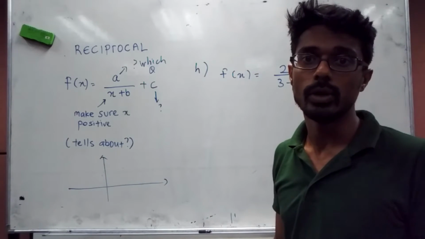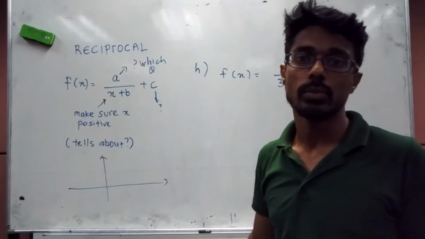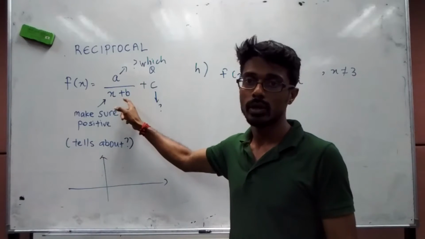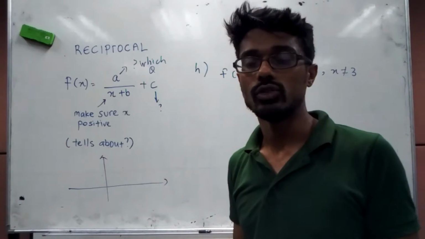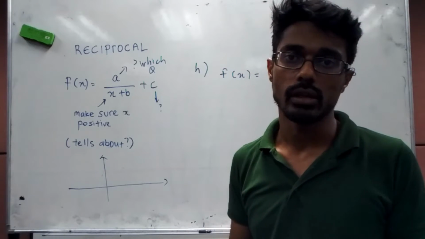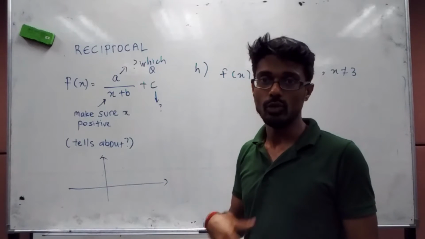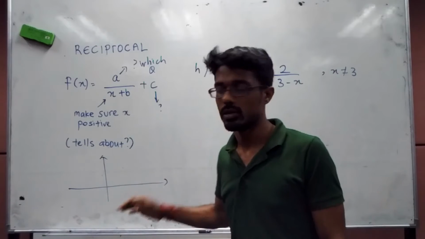On today's video we're going to look at how to sketch reciprocal functions. What is a reciprocal function? A reciprocal function is a function of this form. As I always highlight to you, it is very important for us to know how the basic shape looks like. Here we can divide it into quadrants: quadrant 1, quadrant 2, quadrant 3, quadrant 4.